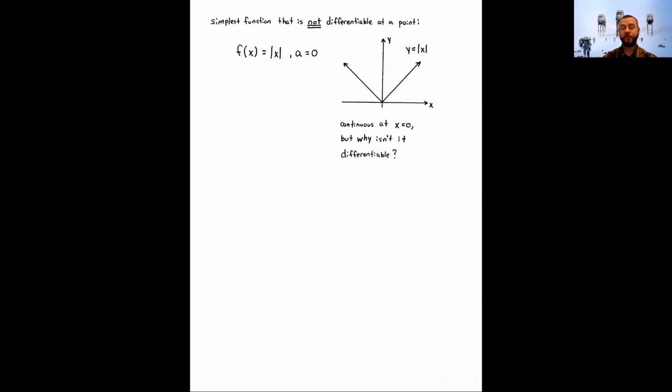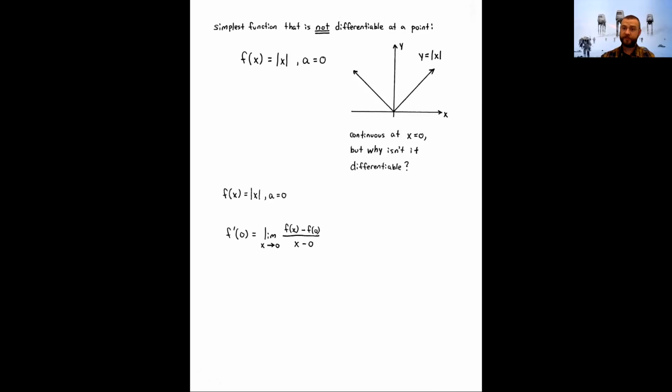Let's go back to our definition. We said a function is differentiable at a point, 0 here, if f prime of a, here f prime of 0, exists. Now, flip that around. If a function is not differentiable, the derivative will not exist. All right, so let's, for this function, absolute value of x, look at the derivative at 0. So we'll be looking at the derivative of absolute value of x at 0.